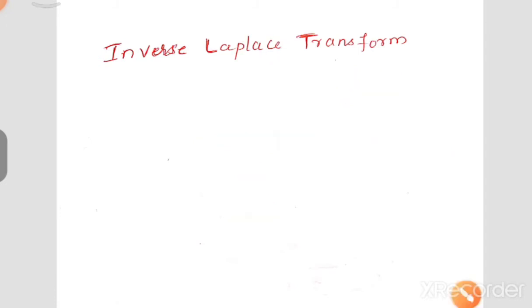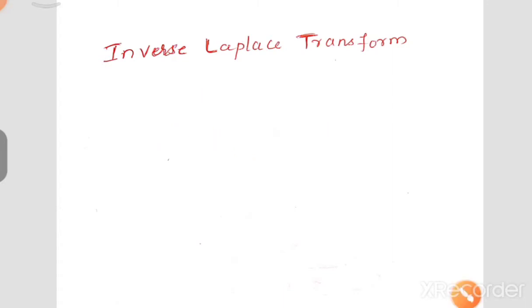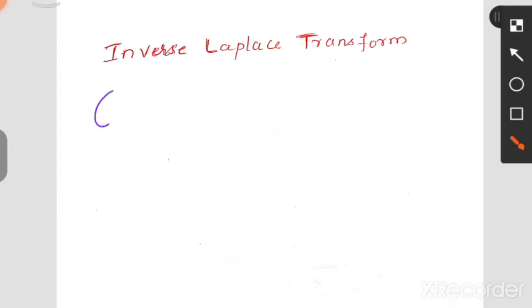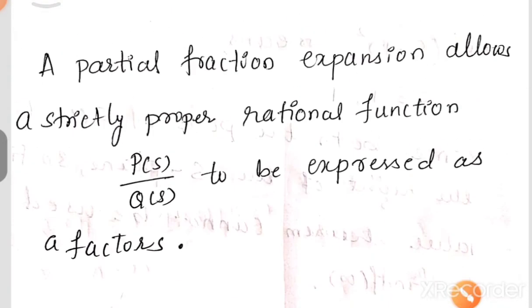But if it is like s cube by s square, then what we have to do is we have to use the long division method, and then we have to reduce that, and then we have to use the partial fraction method. And the second condition is Q of s should be in factored form. Okay, this should have proper factors. We'll see an example for this.